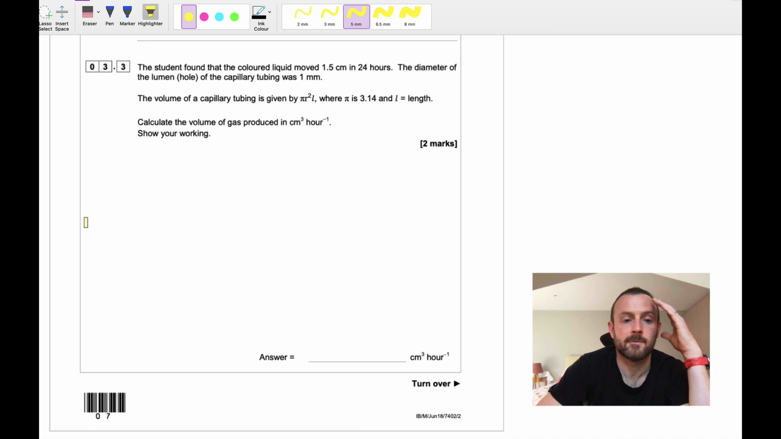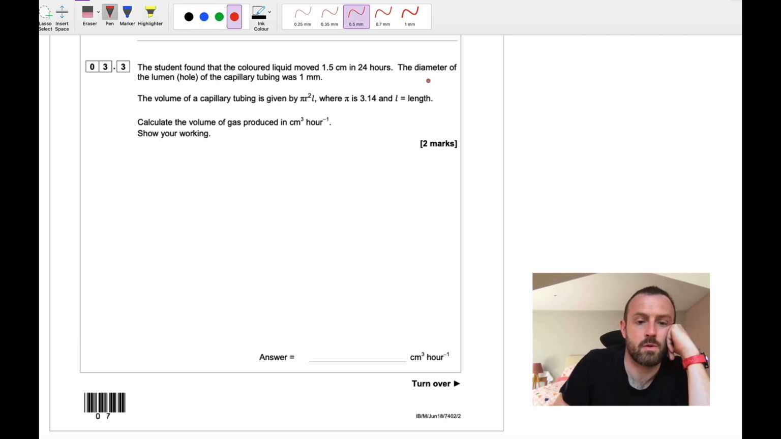Okay, 3.3. The student found that the coloured liquid moved 1.5 centimetres in 24 hours. The diameter, this is important, the diameter of the lumen of the capillary tubing was 1 millimetre. The volume of the capillary tubing is given by pi r squared L, where they give you pi as 3.14, so that means they want you to use 3.14, not the value in your calculator, like 3.1419, whatever it is. It says calculate the volume of gas produced in centimetres cubed per hour.